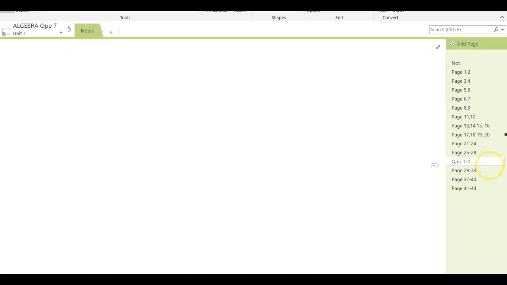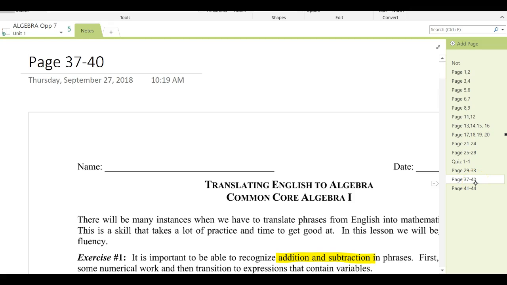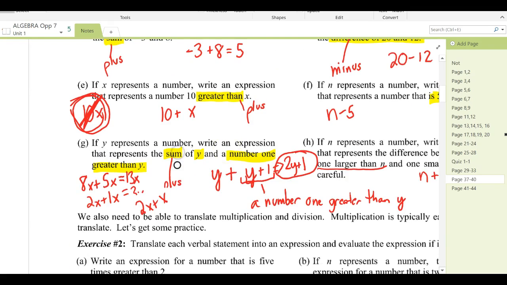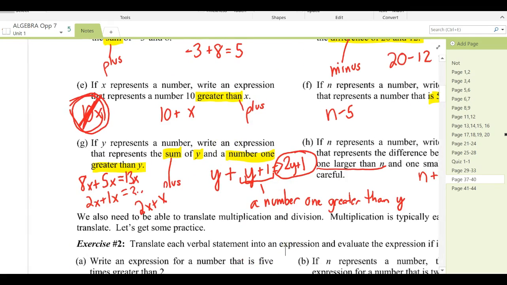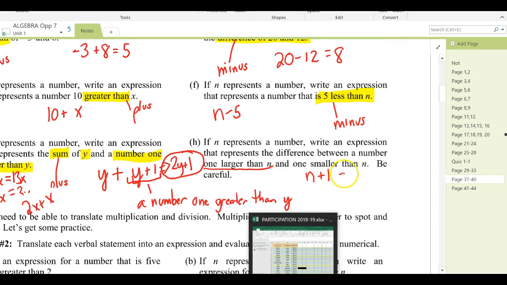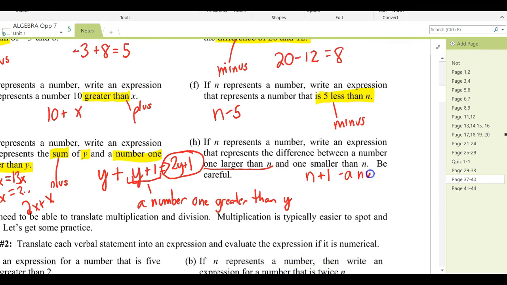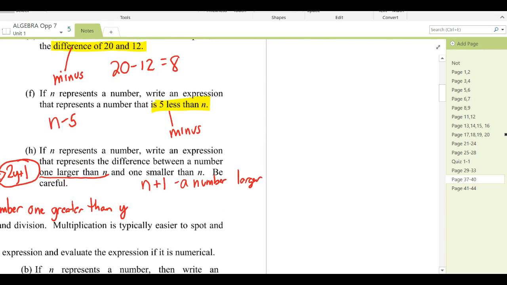How do I do a number larger than n? N plus 1.